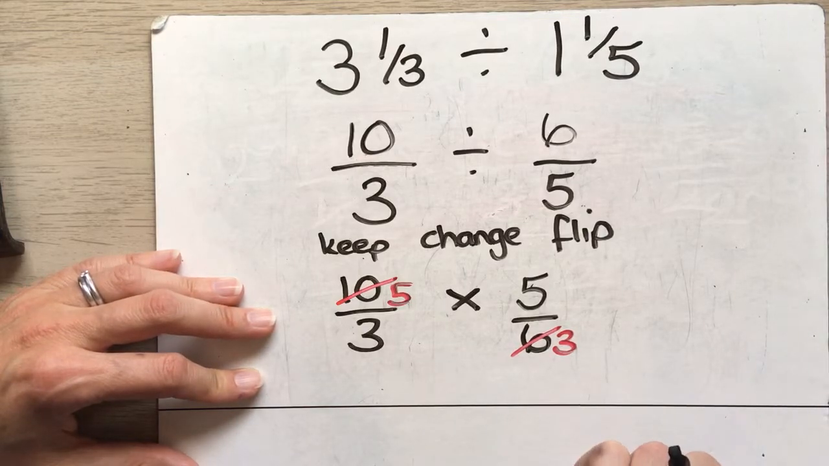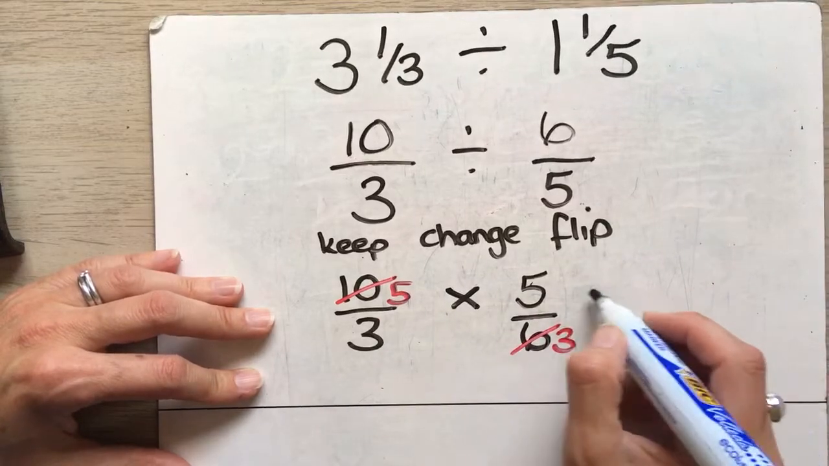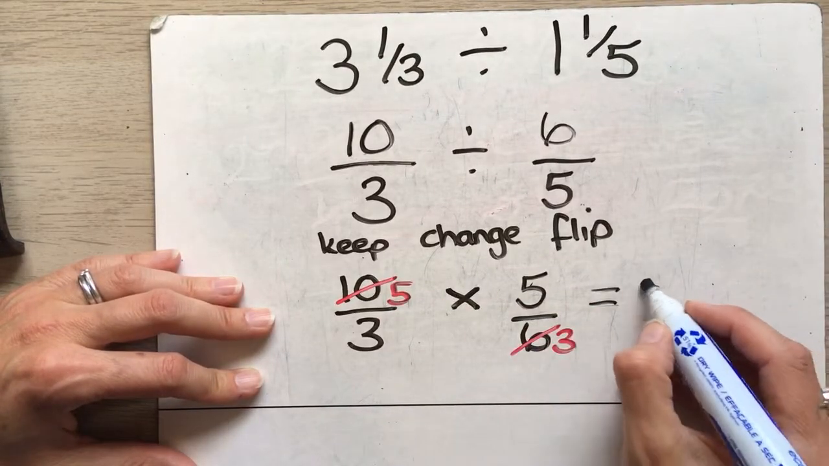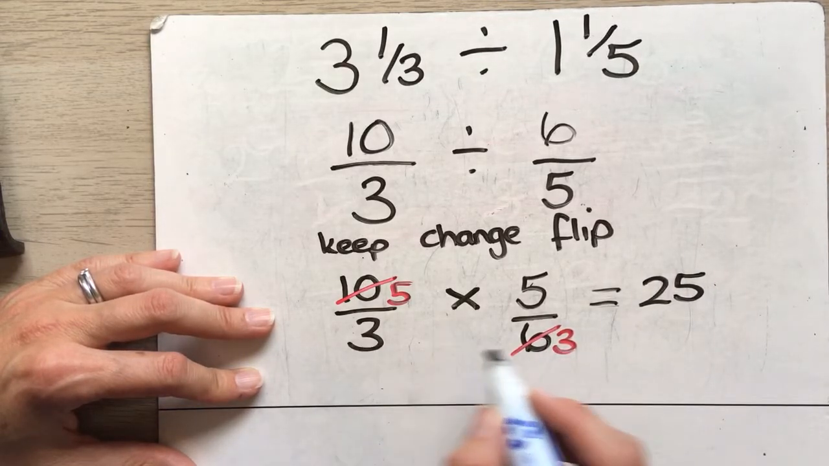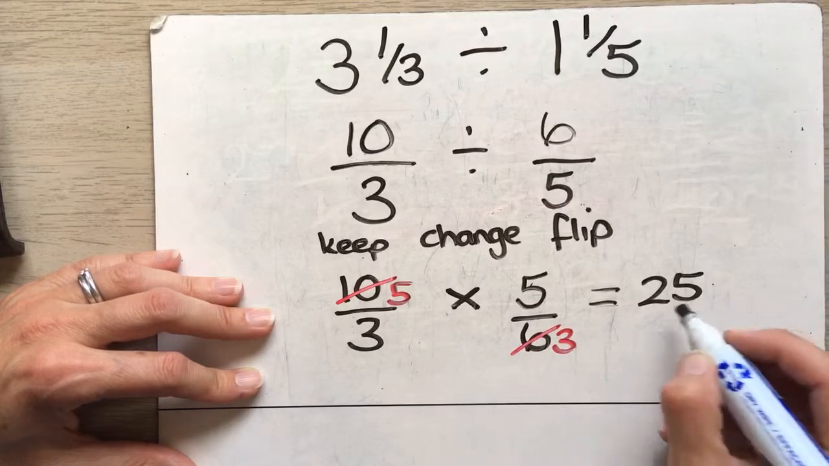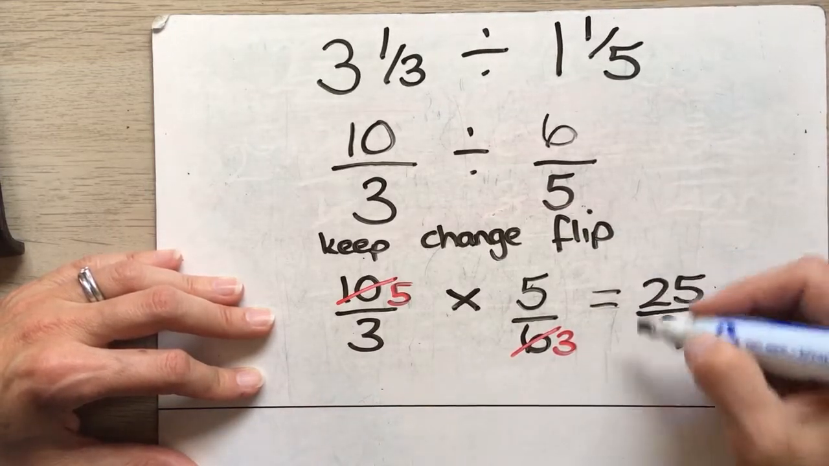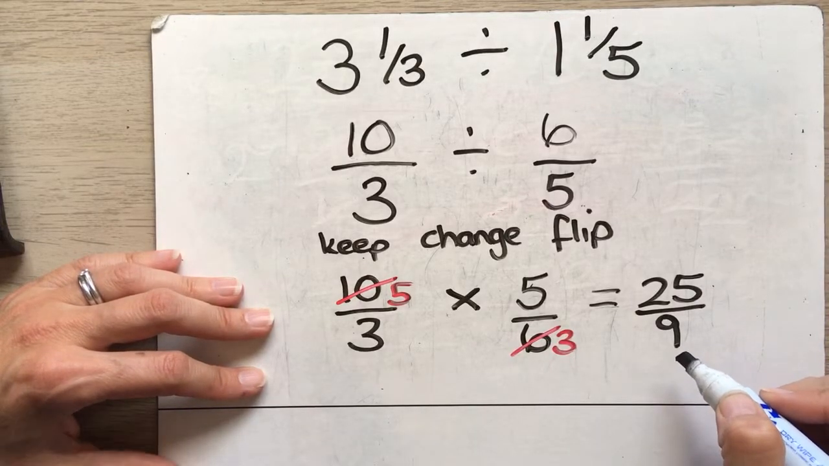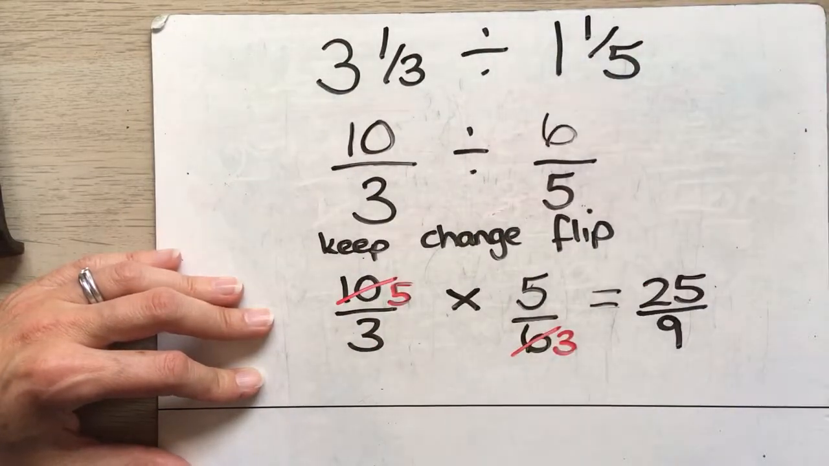Now, like in the previous video, when we multiply fractions, we multiply the numerators together. So we have 5 multiplied by 5, which is 25. And then we multiply the denominators together. So we have 3 multiplied by 3, which is 9. Now this is what we call an improper fraction because the numerator is bigger than the denominator, and we want to change it back into a mixed number like the numbers we started with in the question.